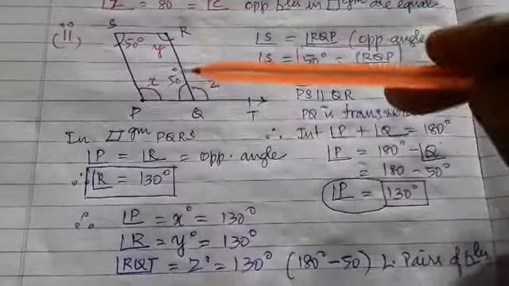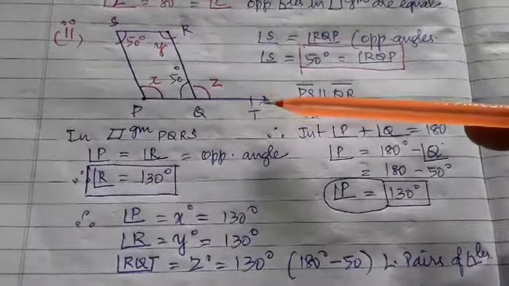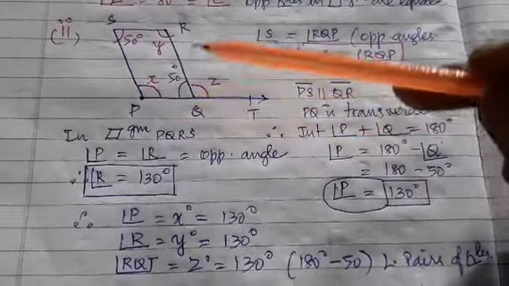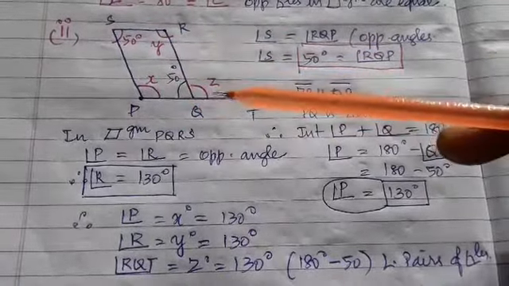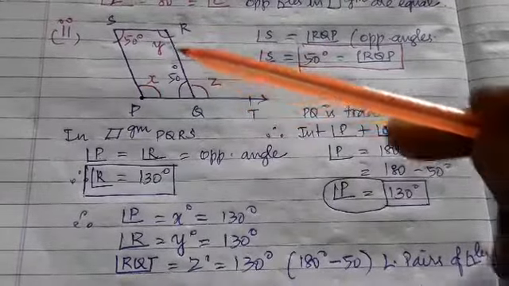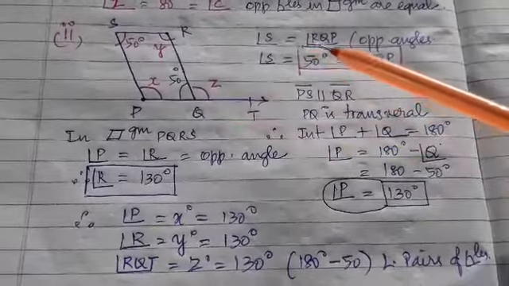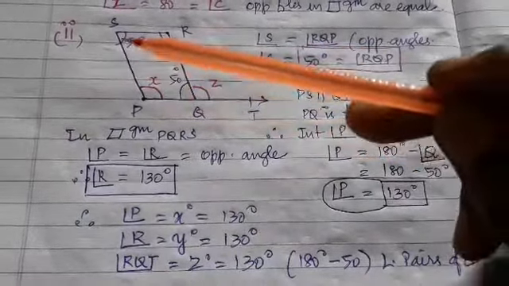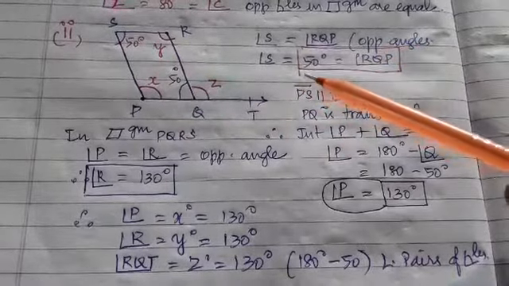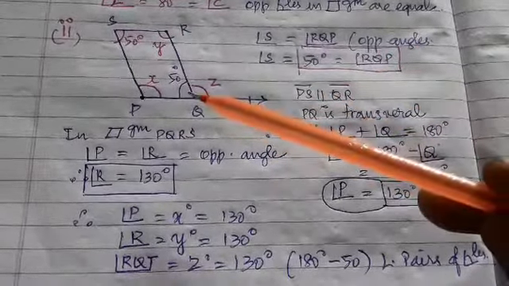Same thing in the second question. You see, one diagram is given, one parallelogram, and one line is produced, PQ is produced to T. I have named it PQRS. They are asking for the X value, Y value and Z value. We know S and Q are opposite angles. So angle RQP and angle S are opposite angles. So S is 50 degrees means angle RQP will be 50 degrees. So this is 50 degrees.